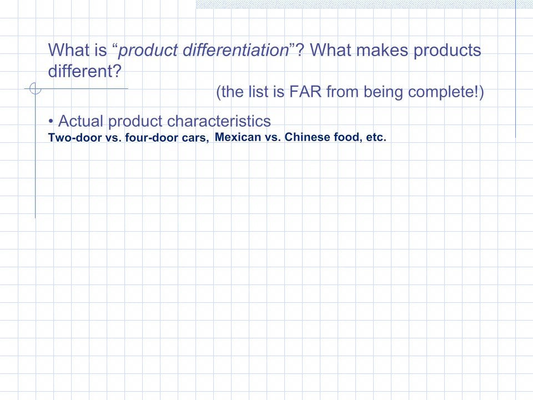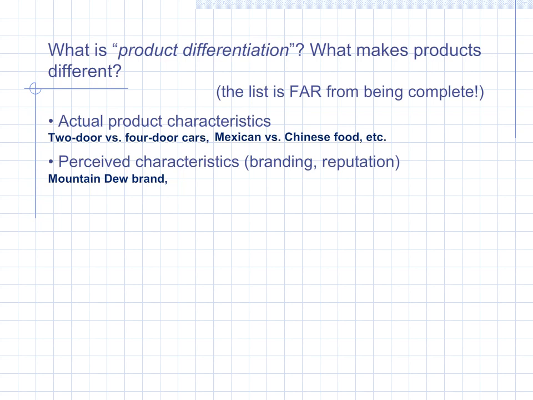Another way to differentiate your product is to convince the consumer that it is different, whereas it may or may not be true. Is it true that if I drink Mountain Dew while jumping off the cliff, I will be safe?